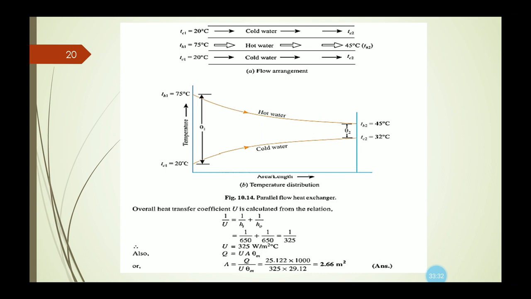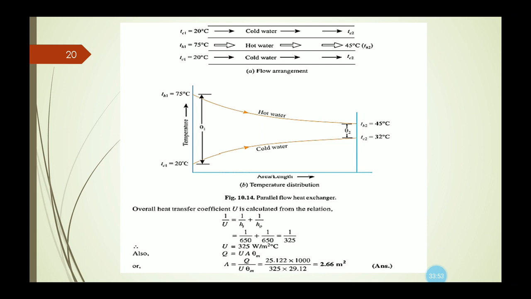This is the formula of the overall heat transfer coefficient. Now this Hi and Ho are given in the question, which are the same and equal to 650. So we are getting capital U, the value of the overall heat transfer coefficient, as 325 watt per meter degree centigrade.